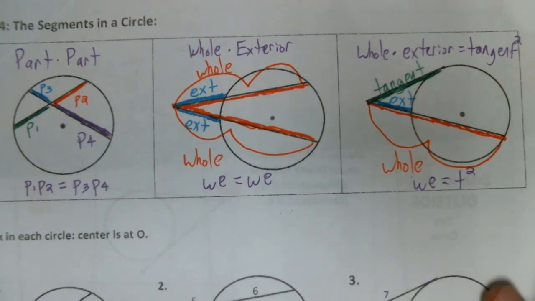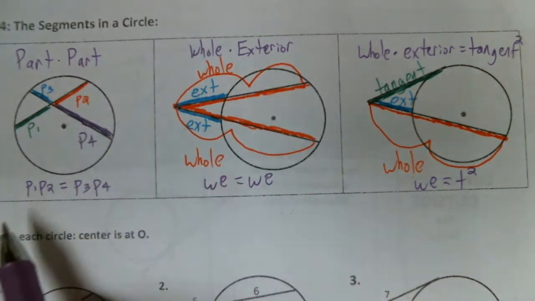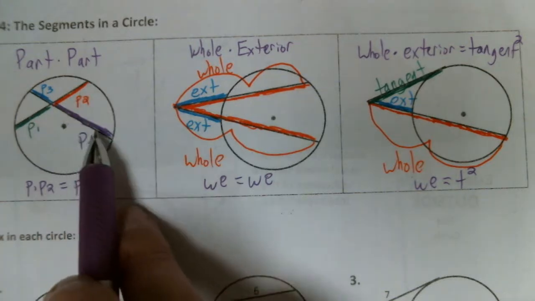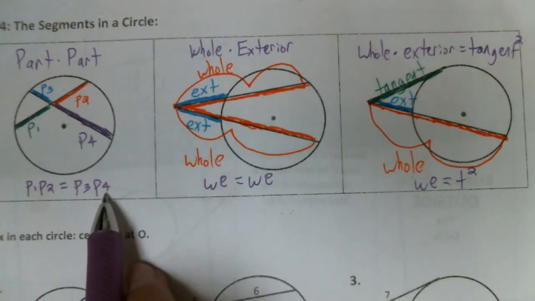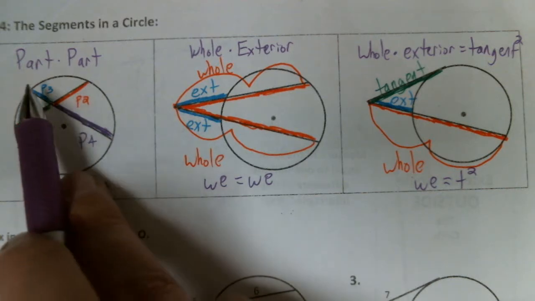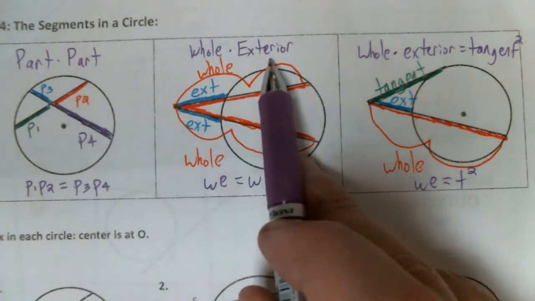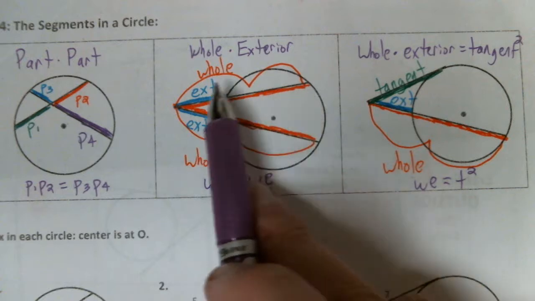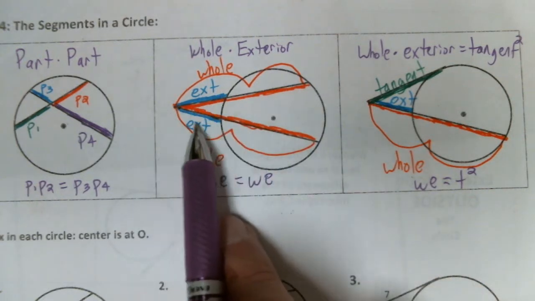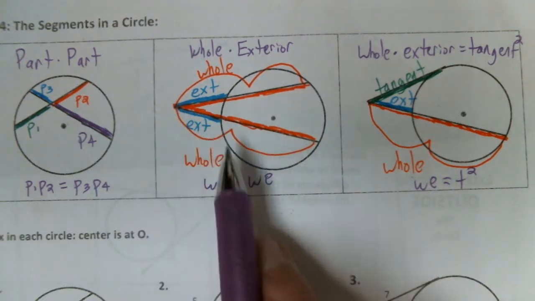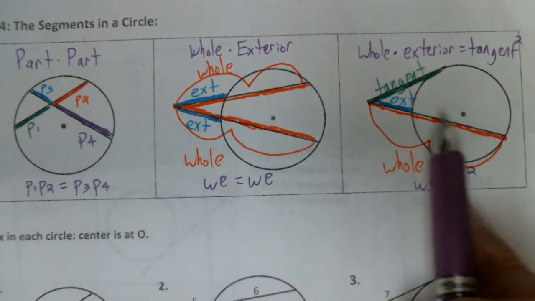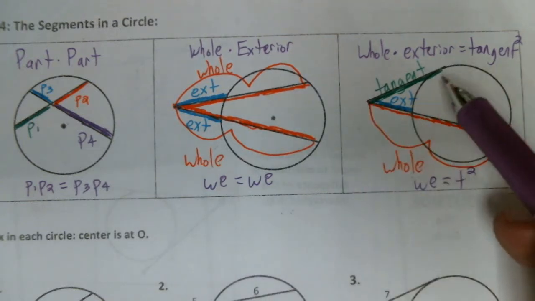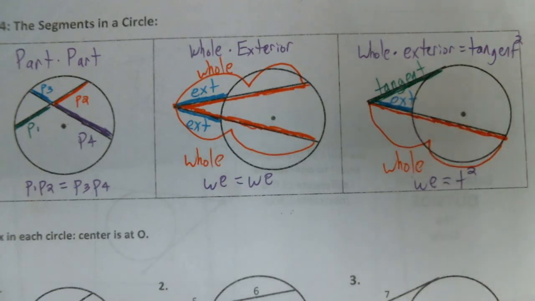Let's review real quick. Part times part, P1, we're finding line segments inside the circle. Part 1 times part 2 equals part 3 times part 4. Green times orange equals blue times purple. Whole times exterior, the whole orange piece times the blue exterior equals the whole orange piece times the blue exterior. Whole times exterior equals whole times exterior. Whole orange piece times the blue exterior piece will equal the green tangent piece squared.